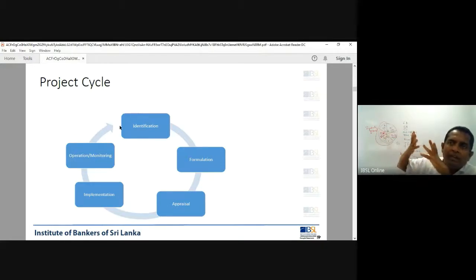Then formulate it. What are the things you need to do? Then you appraise different areas you need to appraise. Then once you do everything, you implement. Then you monitor. And the cycle goes on. Identify, formulate, appraise, implement, operate, and monitor. Right? These are the life of a project cycle.